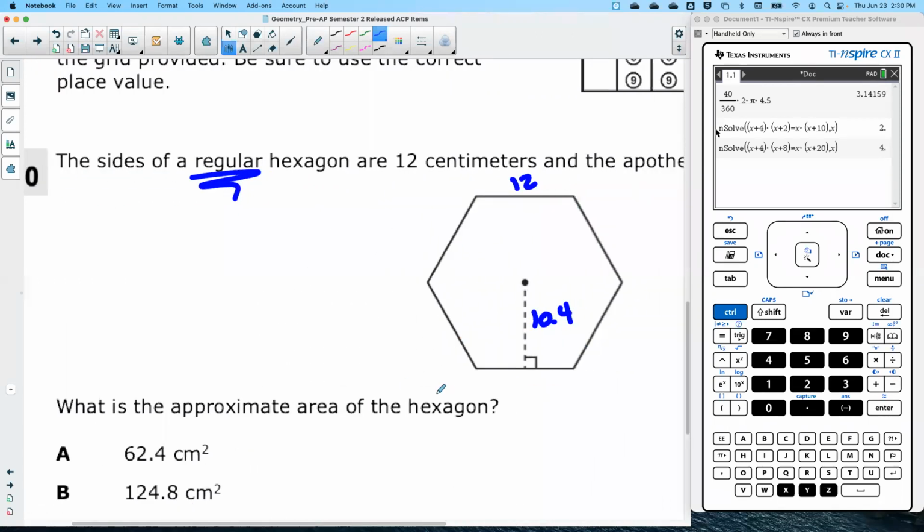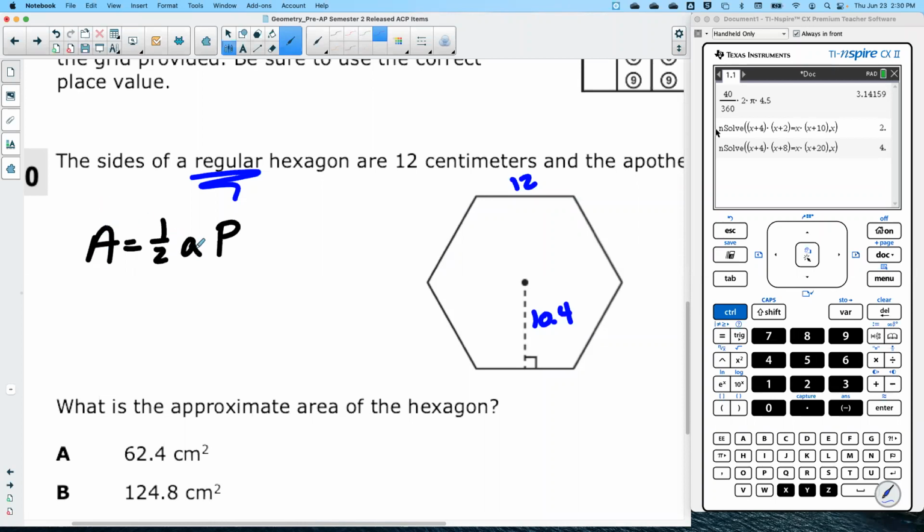What is the area? All right, go look on your formula chart. What's the area of a regular hexagon? What's the formula for the regular polygon? A equals 1/2 times the apothem times the perimeter. The apothem is 10.4 and the perimeter is 12 times the number of sides. What does that A stand for? Area. The capital A is the area.